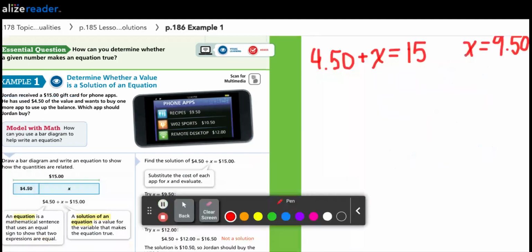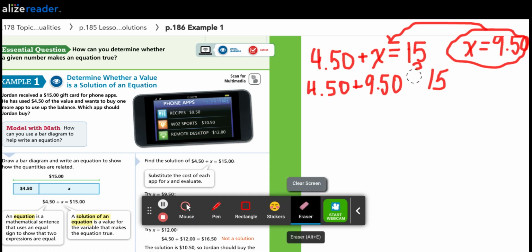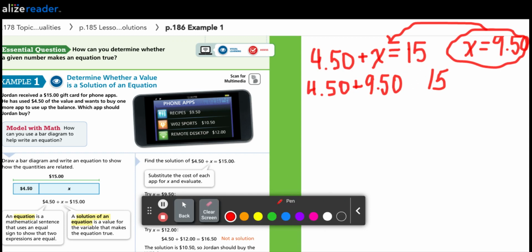So in your notebook, I want you to write this equation: $4.50 plus X equals $15 when X equals $9.50. So they gave us a value for X here. We're going to take that value and plug it in. Anywhere we see an X, we are going to plug in $9.50. So we will have $4.50 plus $9.50. And we're saying, does that equal 15? I'm going to put a little question mark above the equal sign because I'm not sure yet if this is going to equal $15. That's what we're figuring out.